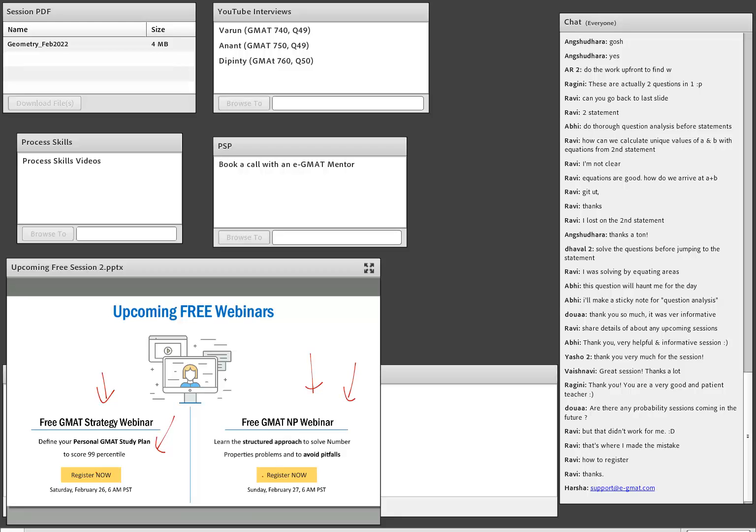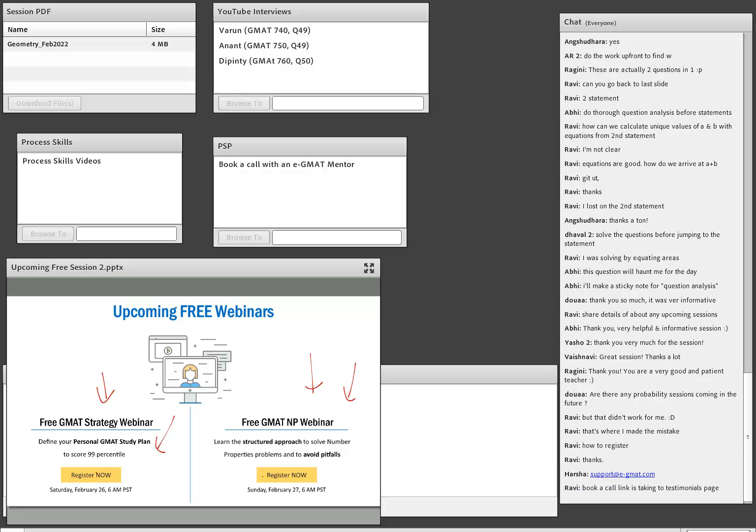Probability sessions. We do probability occasionally, not in this set, but we do a couple of sessions on GC and probability. I don't know if it's coming soon, but yeah, we do have sessions on that. So just watch out. You should get something. Thanks for the feedback, Abhi, Yasho, Vaishnavi, Ragini. Patient teacher, yeah. I know. The session has gone on longer than usual, that's true. Yeah, there should be an option to book from there. Don't worry about that. All right.